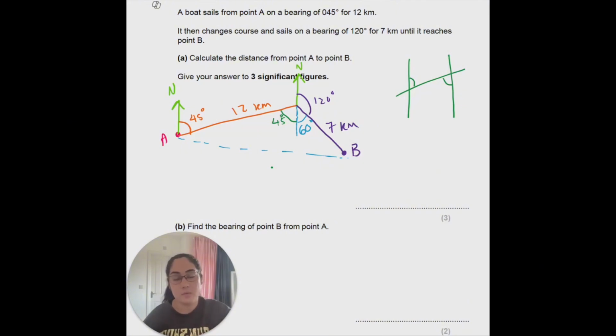Now, I cannot use the sine rule because I need a pair. What I mean by that is I need an angle with its opposite side, or I need a side with its corresponding angle, and I don't have the angle for either one of those.